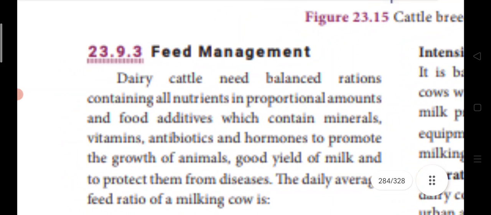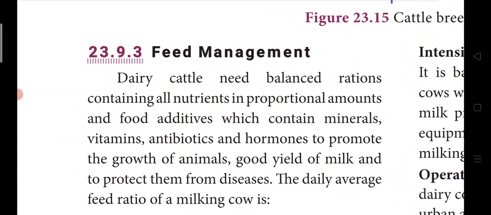So how do they manage the feed? Dairy cattle need balanced rations containing all nutrients in proportional amounts. So everything must be given in the proper amount. And food additives which contain minerals, vitamins, antibiotics and hormones promote the growth of animals, good yield of milk and protect them from diseases.